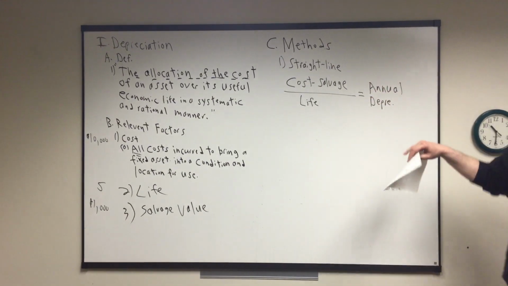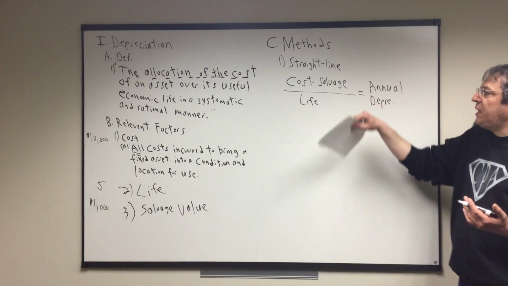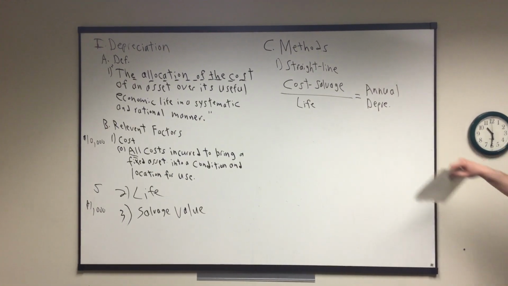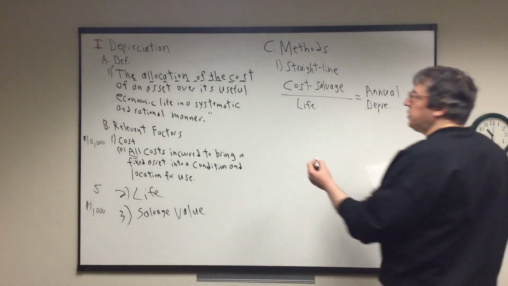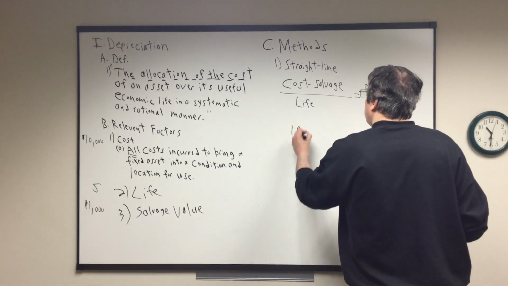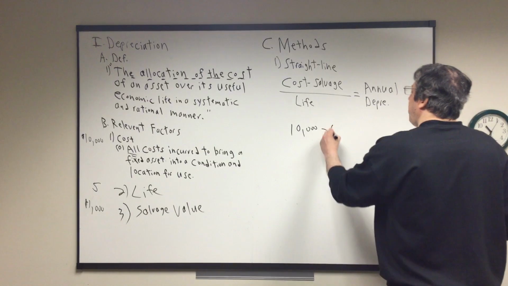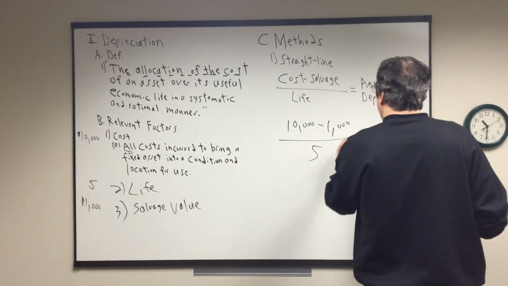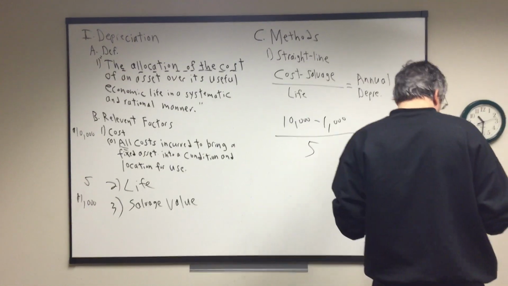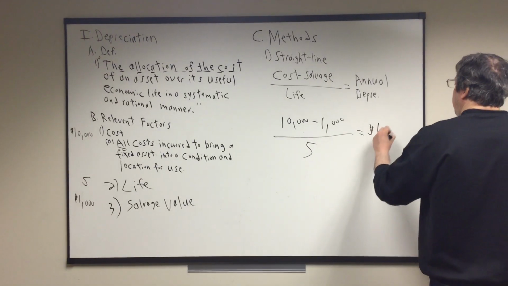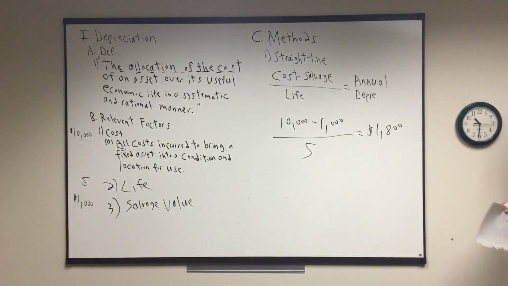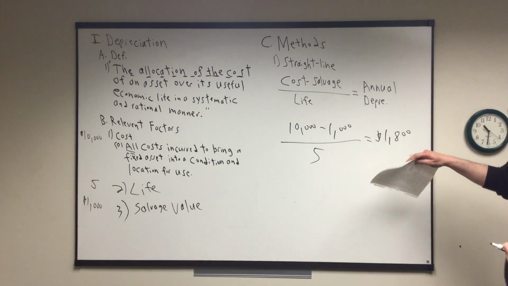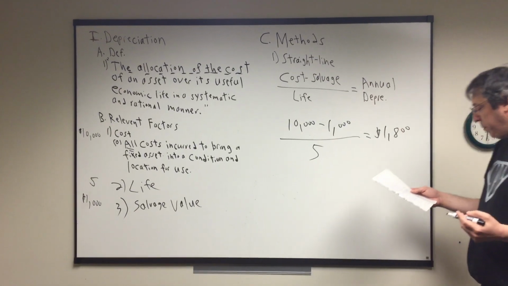And if you remember, the formula is cost minus salvage value over the life, and that will give you your annual depreciation. So using our example, the cost was $10,000, the salvage value was $1,000. You divide that by our useful life of 5 years, and that's going to give you depreciation expense of $1,800 a year. So every year we're going to debit depreciation expense and credit accumulated depreciation for $1,800. So that's how you do straight line depreciation.